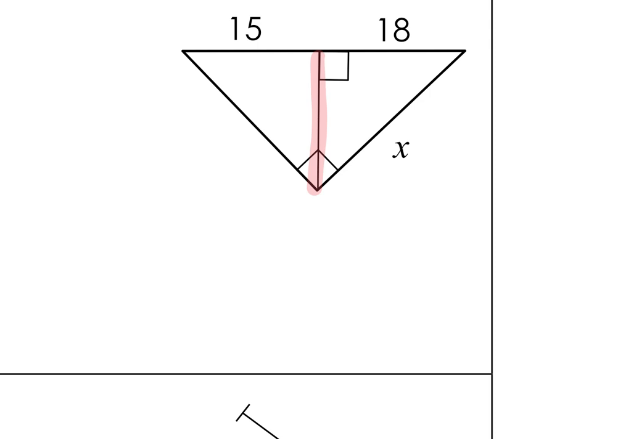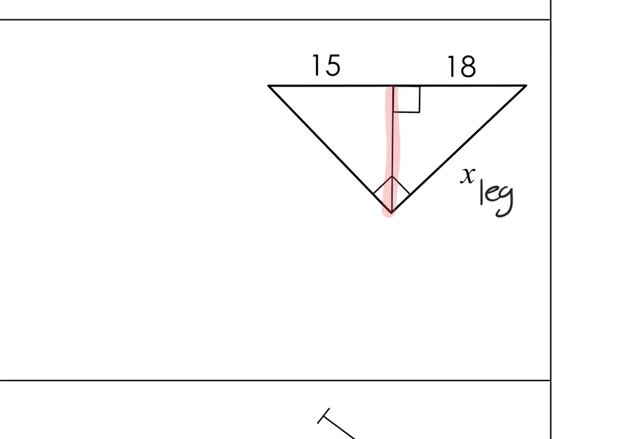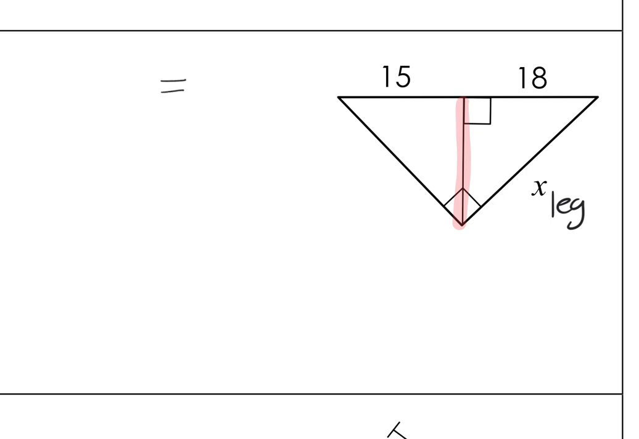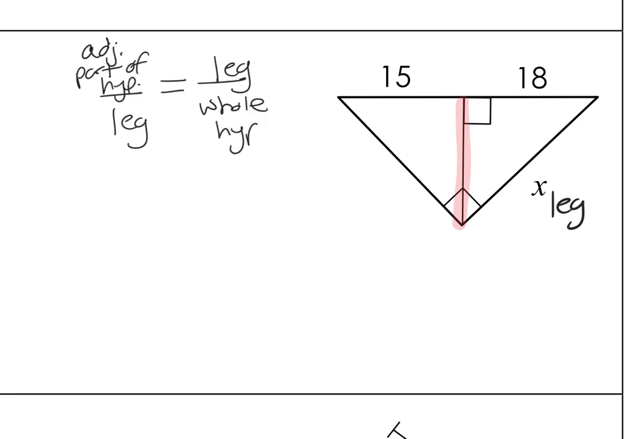Here's what they are giving me. This x, that's a leg of the whole big right triangle. I got to go with this leg one. So the formula for the geometric mean, if it's the leg, you put your leg in the geometric mean space. At the numerator, you're going to put the adjacent part of the hypotenuse. And down here, it's going to be the whole hypotenuse.